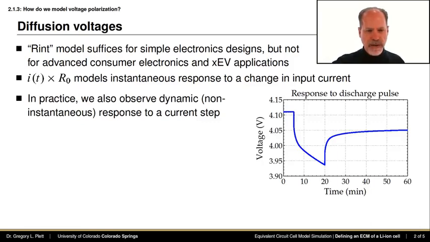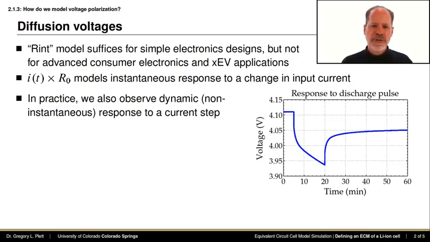But in practice, we also observe non-instantaneous responses to change in input current. And I refer to these non-instantaneous responses as dynamic responses. That is, a battery cell's voltage will continue to evolve over time due to some previous change in input current. The figure on the right-hand side of this slide shows an actual lab test.